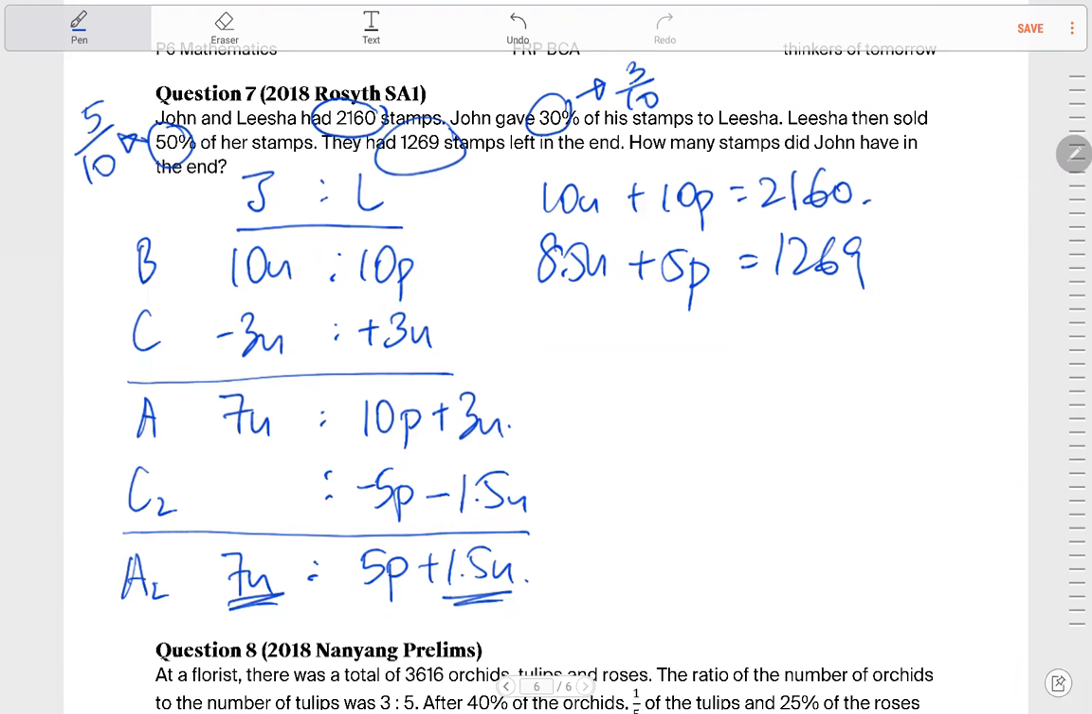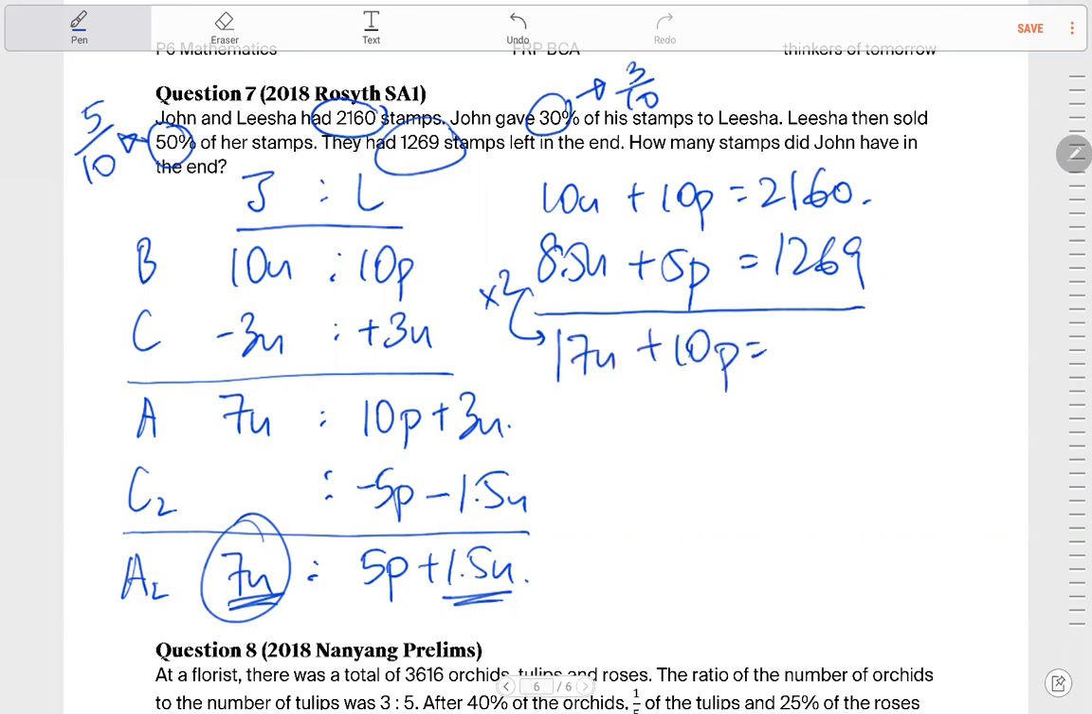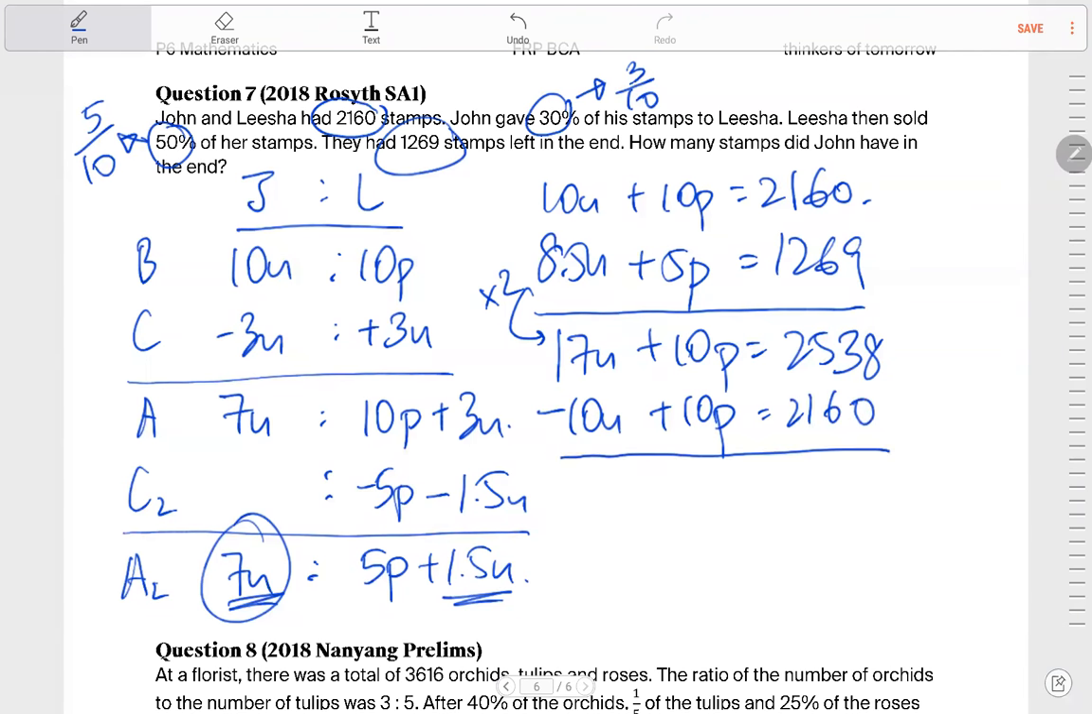So the question is asking how many stamps did John have in the end? So they want to find 7U, which means I need to get rid of the parts. So the first thing I'm going to do is multiply this by 2. 8.5U will get me 17U, 5P will get me 10P, 1,269 will get me 2,538. Then I'm going to take this minus the first equation that I have above. And you realize that I will get 7U equals 378. And that's actually your answer, because you're looking for 7U.